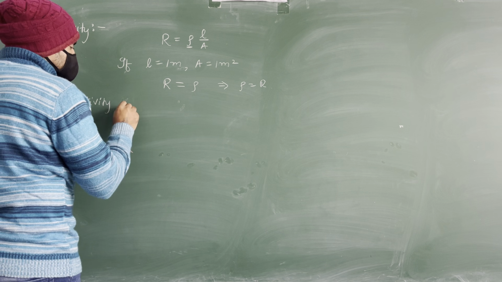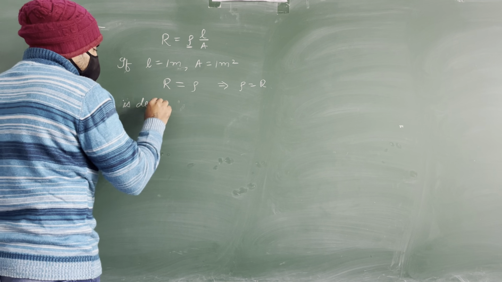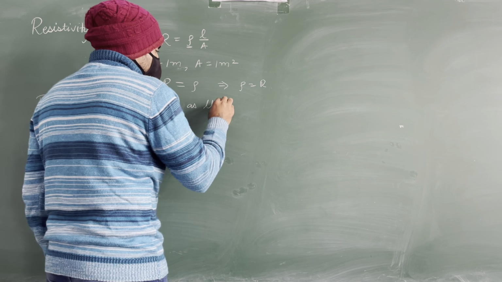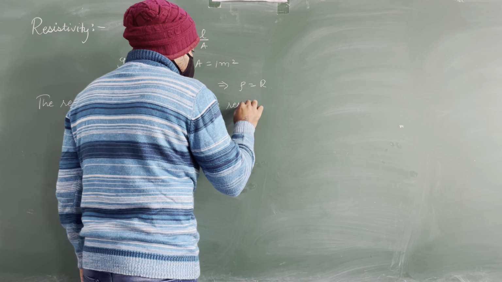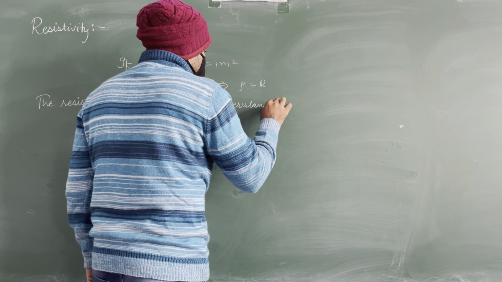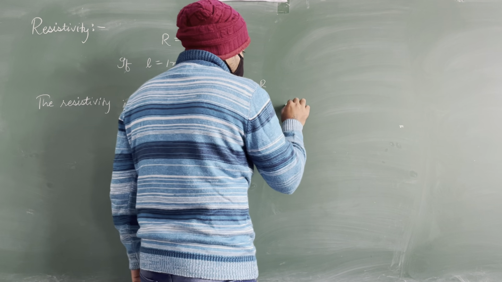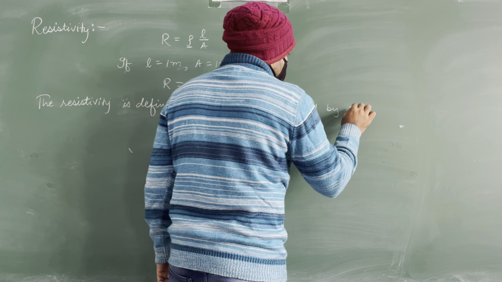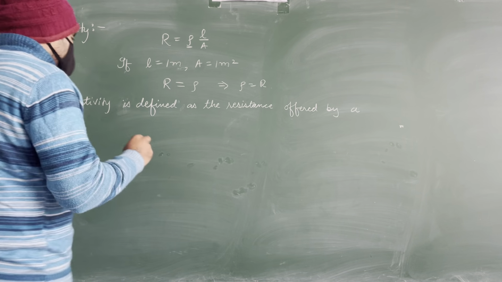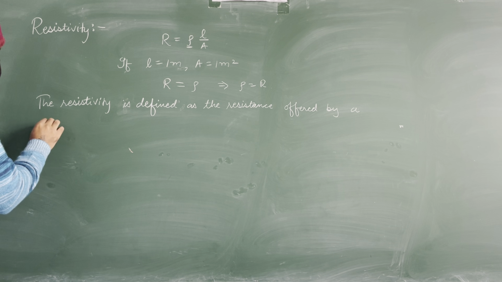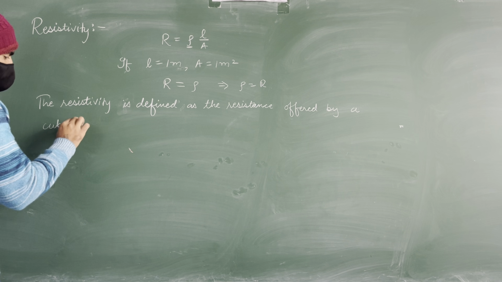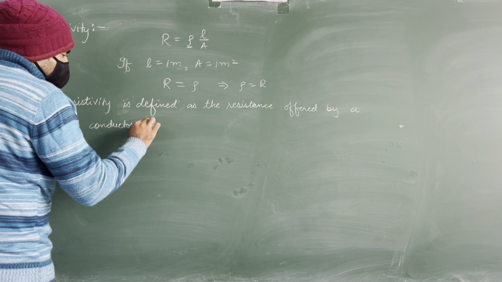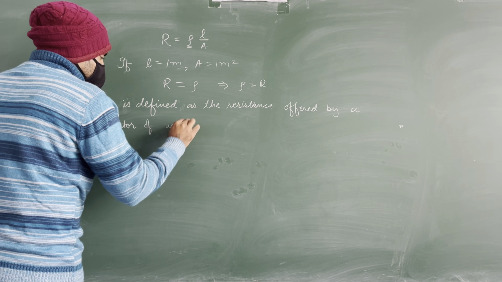is defined as the resistance offered by a cubical conductor of unit dimensions.